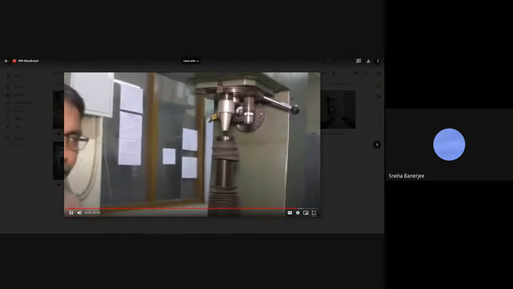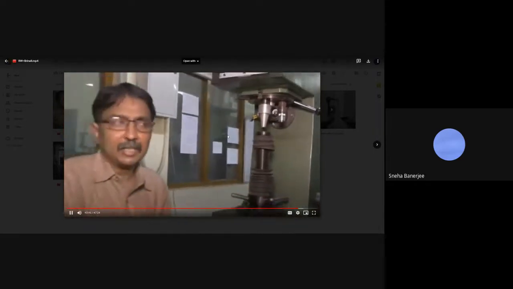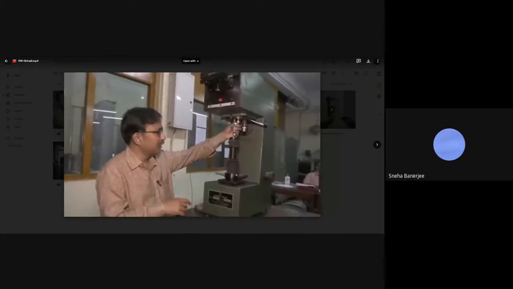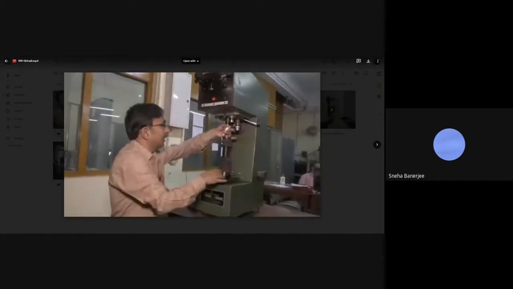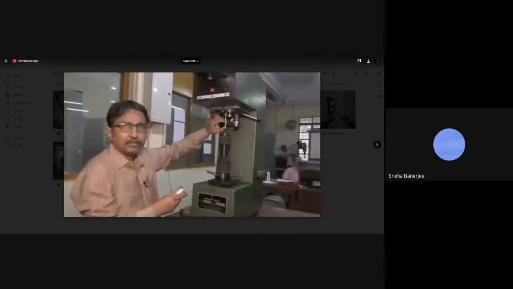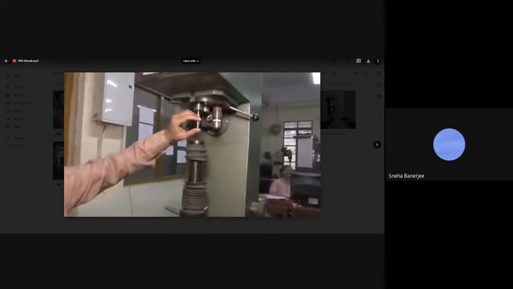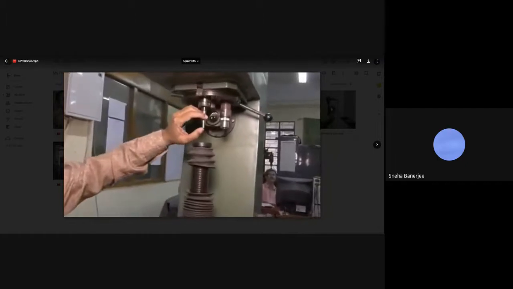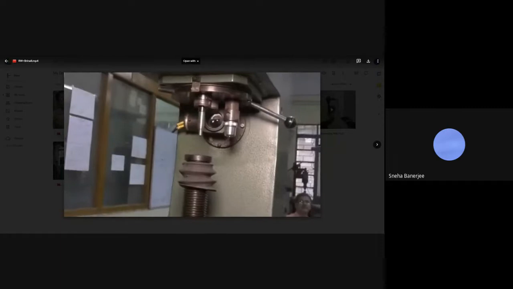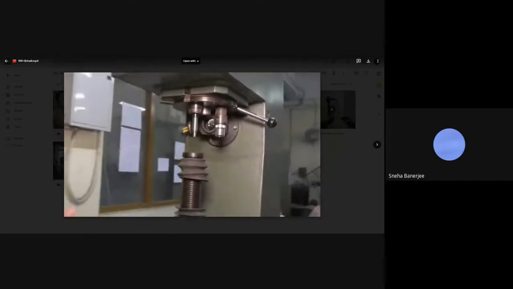If I use that particular indenter, right now it is covered. If I lower it down, I will be able to show you. I am putting my hand at the tip of that. This is basically an inverted pyramid, which is a diamond pyramid. And this particular machine is used for different types of material. It can be soft, it can be hard, etc.